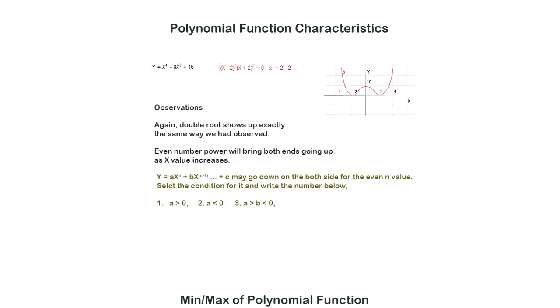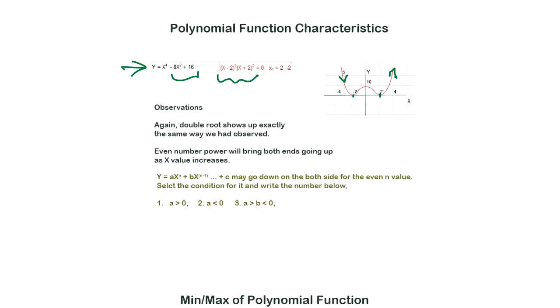Okay, so polynomial function characteristics. Now in this example, y equals x to the 4th minus the remaining terms, which happen to give 2 double roots. So the curve comes down, touches and goes, touches and goes, and comes up. Again, the double root shows up exactly the same way we had observed.